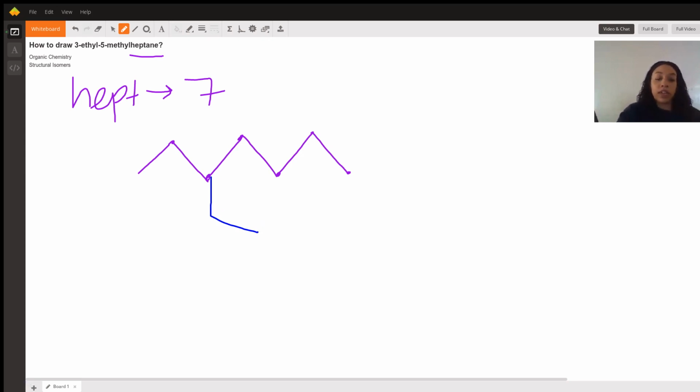And then also we're going to have 5-methyl. So our fifth is here. And then a methyl group is just 1. So 3-ethyl-5-methylheptane will look something like this.